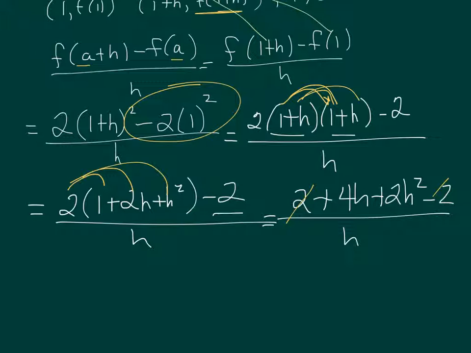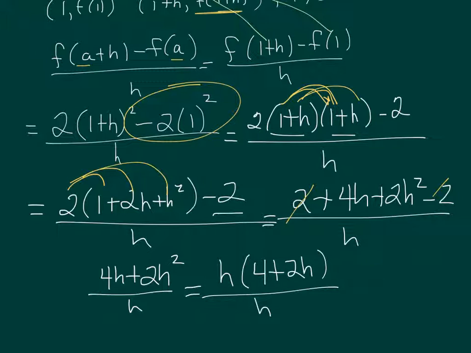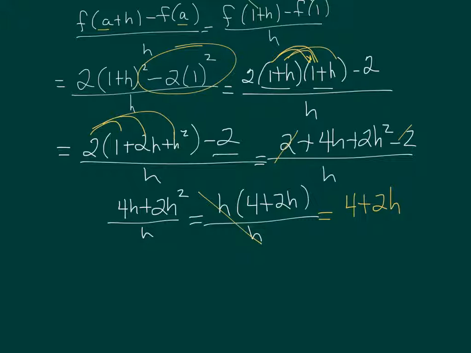So nicely the 2's cancel, and I end up with 4h plus 2h squared over h. I factor an h out of the top, so that can cancel, and I end up with 4 plus 2h. Okay, so this 4 plus 2h is the slope of my secant line.